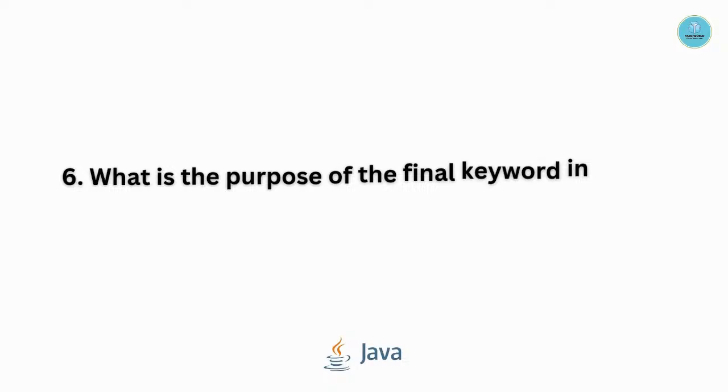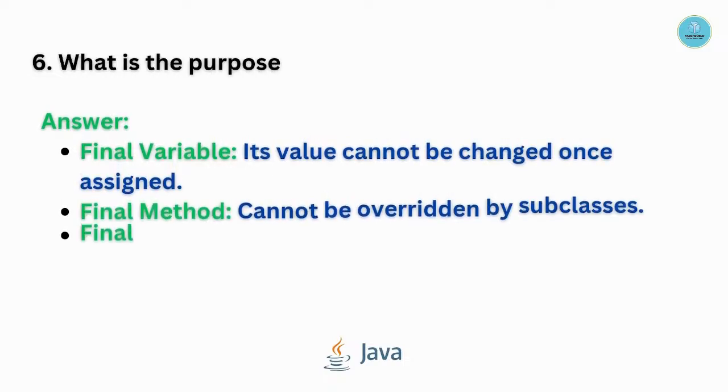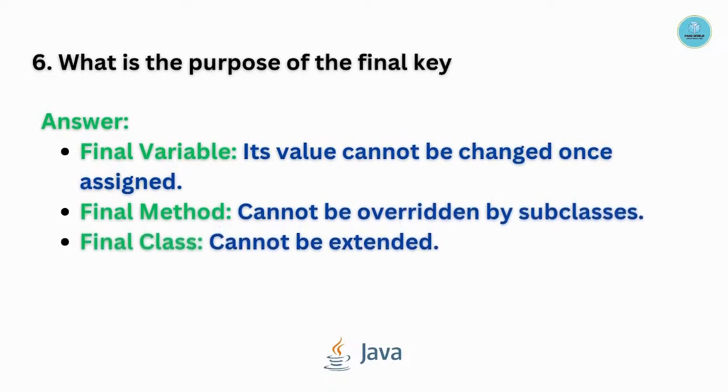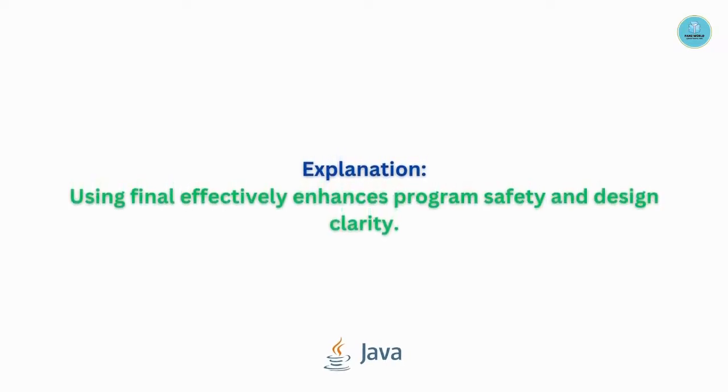Question number 6. What is the purpose of the final keyword in Java? The final variable, final method, and final class. Final keyword can be used in 3 different ways. When we talk about final variable, its value cannot be changed once assigned. That means it becomes constant. Final method cannot be overridden by subclasses, and final class cannot be extended. Using final effectively enhances program safety and design clarity.